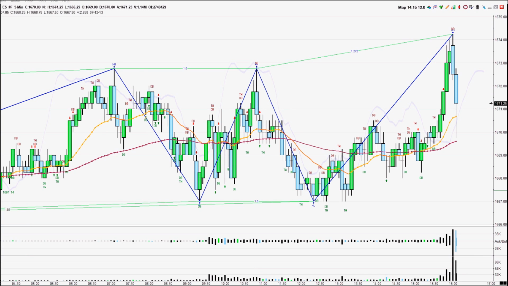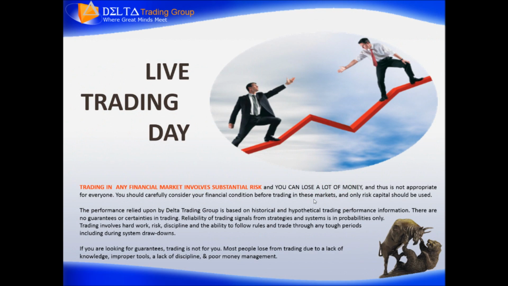So for the rest of the day, we didn't make any more trades, but we did make a 4-point trade. Remember, each contract is worth $50. So if you traded one contract and you made 4 points, you made $200. If you were trading 10 contracts, you would have made $2,000 minus your small commissions. Remember, Delta traders, ride the range of change.